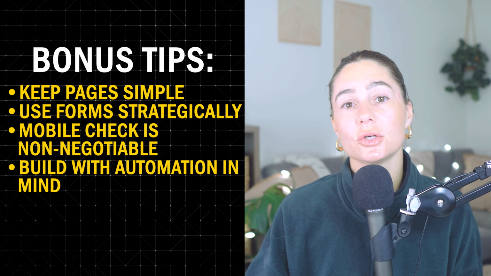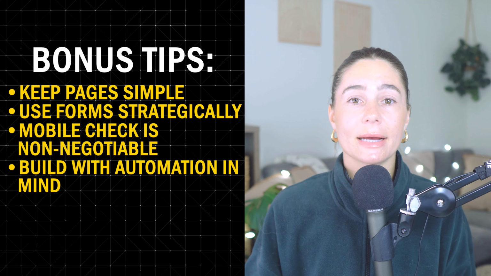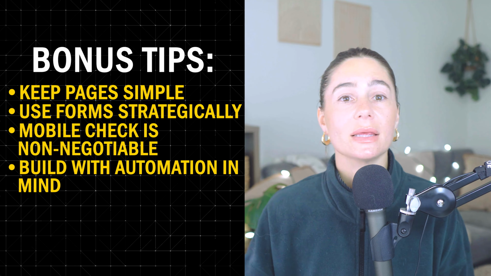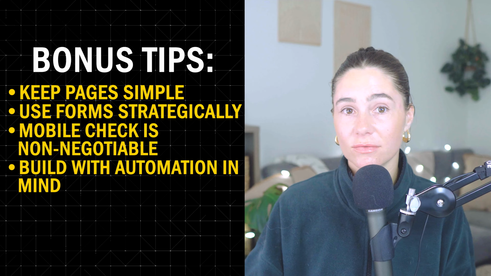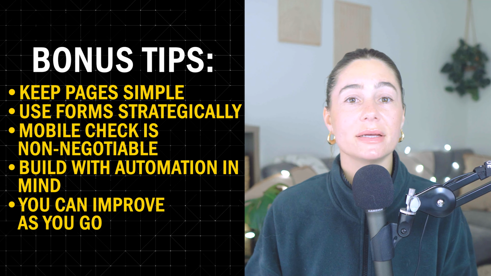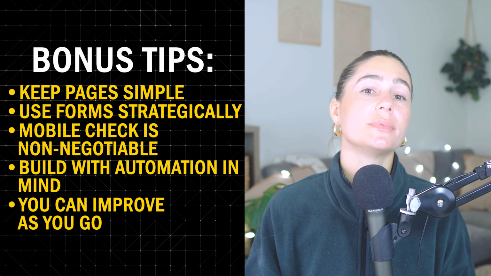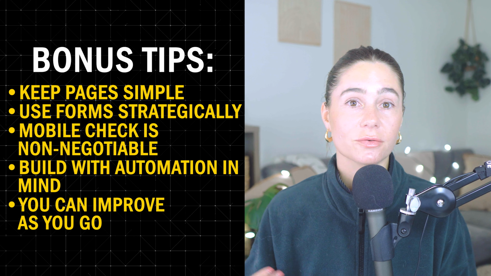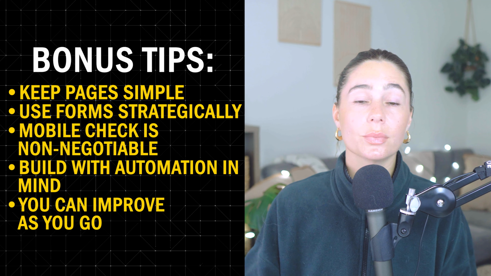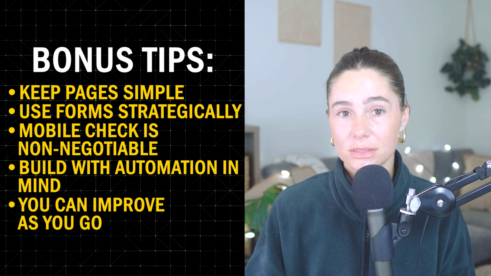Tip number 4 is to build with automation in mind. As you design your site, think about what happens after someone fills out a form. Even a simple email or text follow-up can make your website far more effective. And tip number 5 is you can improve as you go. Your website does not have to be perfect from day one. Launch it, collect feedback, and then refine over time. Progress beats perfection every single time.